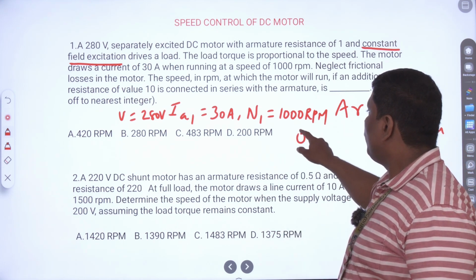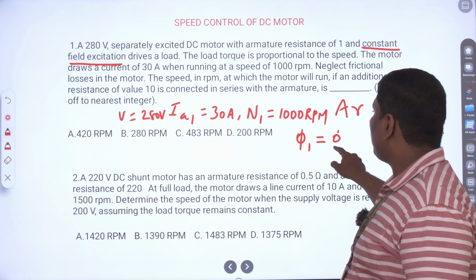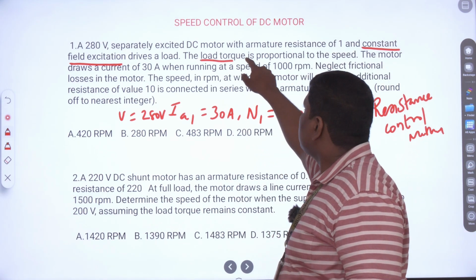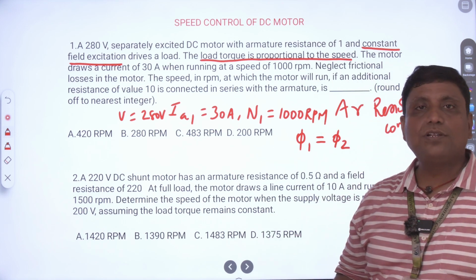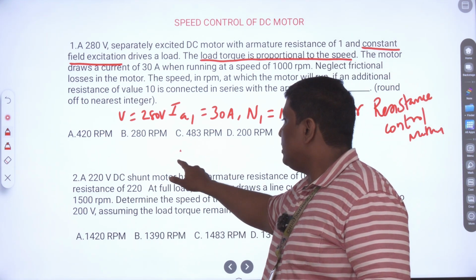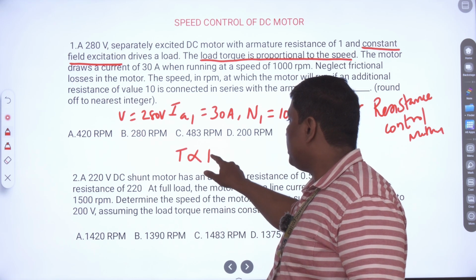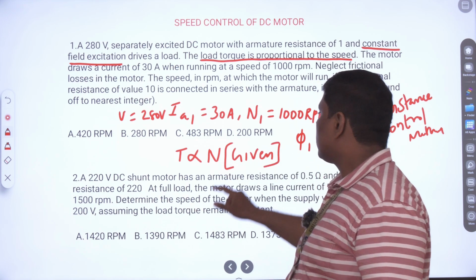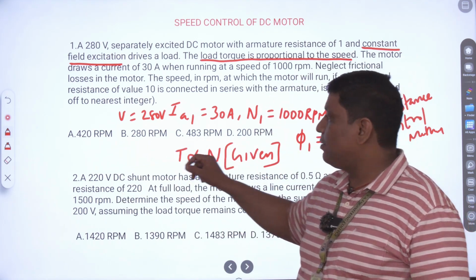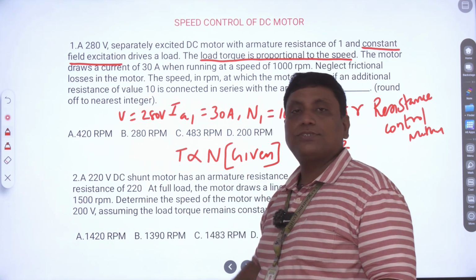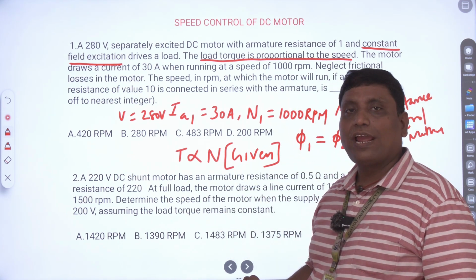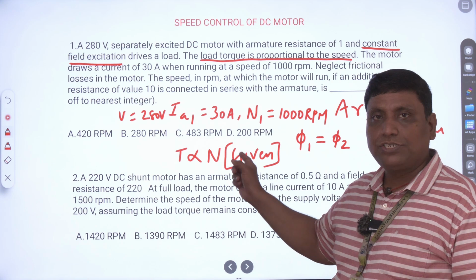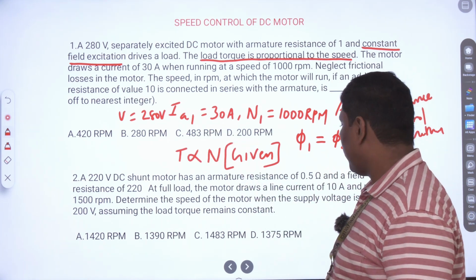Here they mention constant field excitation. That means phi 1 equal to phi 2. And the load torque is proportional to the speed, so T is directly proportional to the speed. This is given. Clear? We will check which one is the suitable answer. They mention A is 420 rpm, B is 280 rpm, C is 483 rpm and D is 200 rpm. Now solve and check which one is the correct answer.